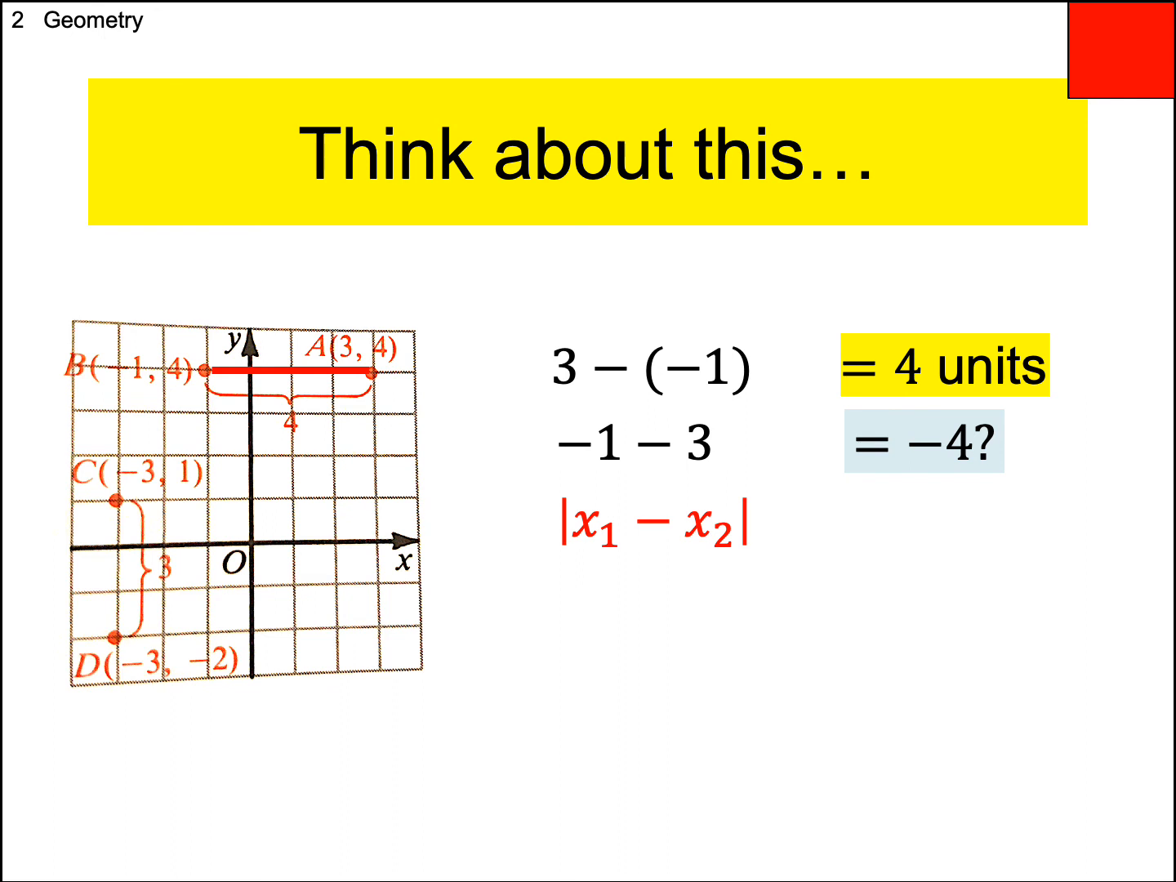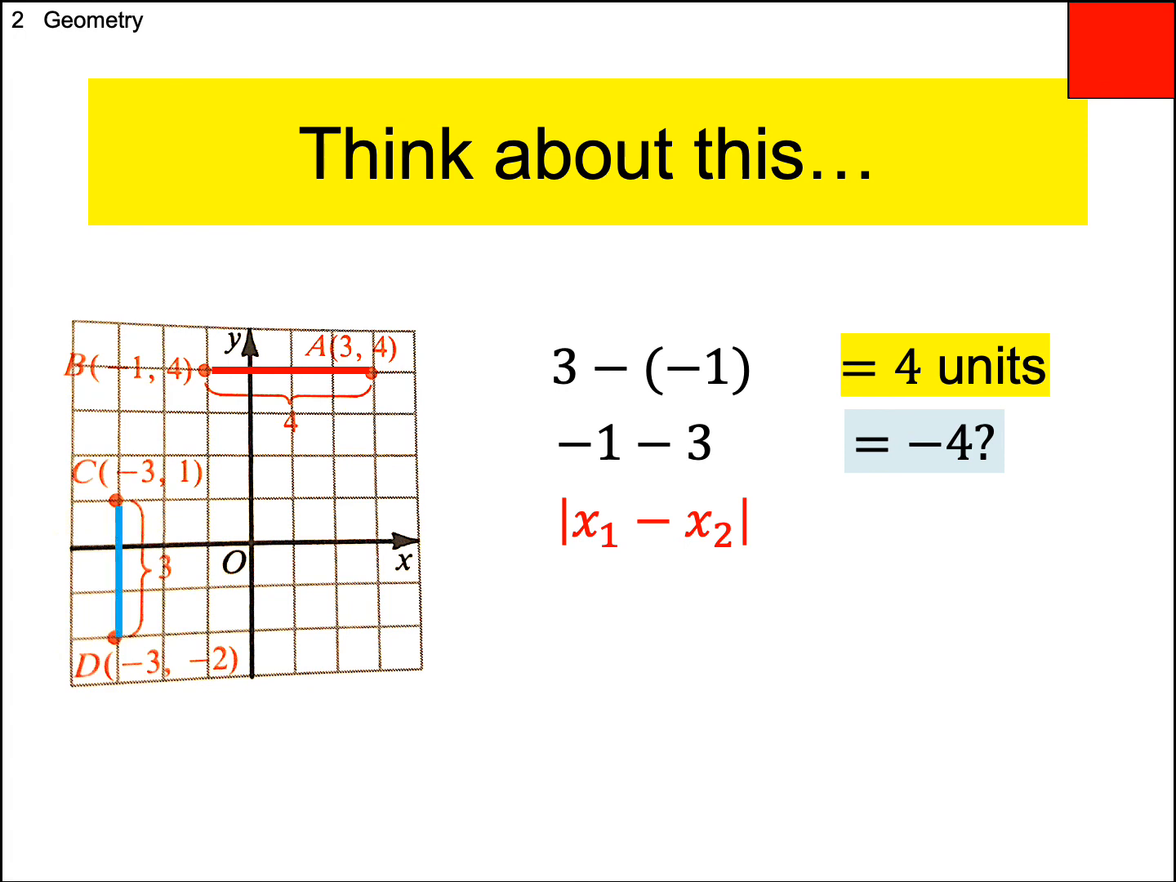So the distance between any 2 points on a horizontal line is the difference of their x coordinates, and then take the absolute value. Make sense? Okay, well, what about if we have a vertical line? Look at C and D.